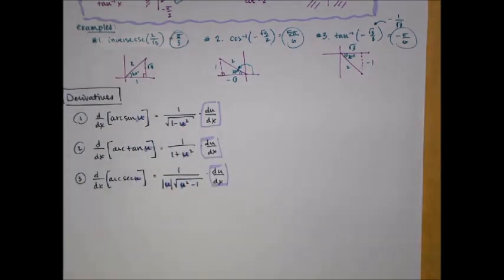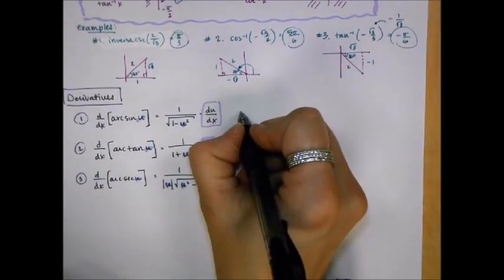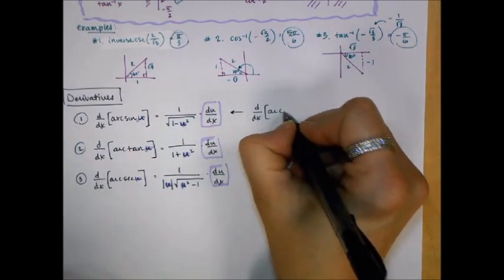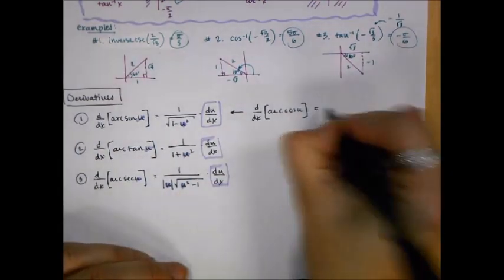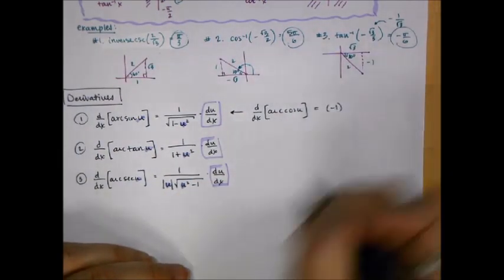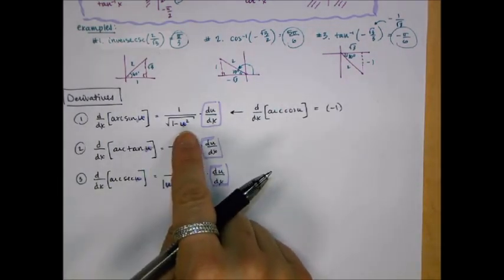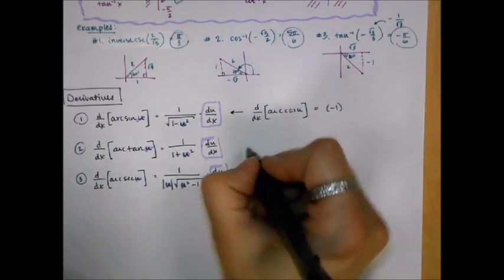Now, these are really the only 3 you have to know, because the other 3 that correspond are the same except negative. So if you're given the derivative of arc cosine u, it's the same, except you have to multiply it by a negative 1. So you'll have negative 1 over the root of 1 minus u squared du dx. And so it's the same this way for all of them.